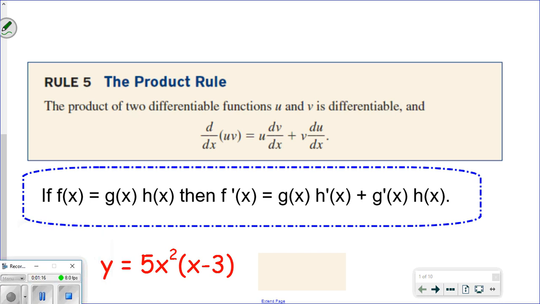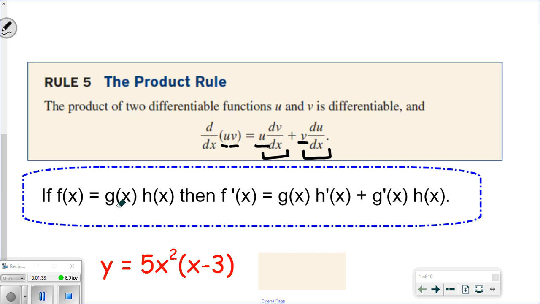So the first one just says if you have two functions, to find the derivative of them, you have the first u function and v is your other function. So you keep u the same, you find the derivative of v. You keep v the same, you find the derivative of u.